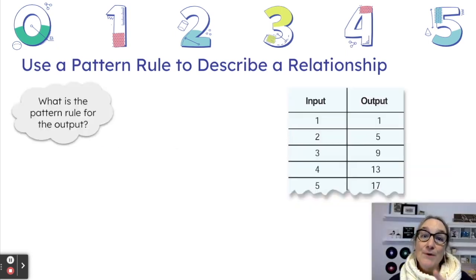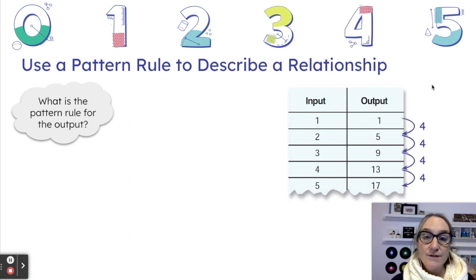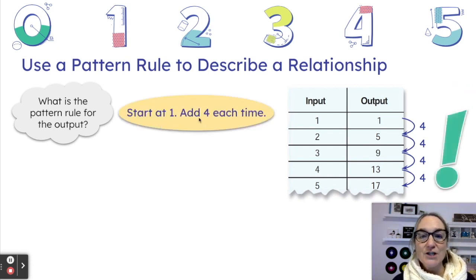When there are 2 operations, it's a bit more complicated to find the pattern rule that describes the relationship between the input column and the output column. So here's a good way to figure it out when that happens. We're going to start by looking at the pattern rule for the output. In this case, that pattern rule is start at 1, add 4 each time. Start at 1, add 4 each time.